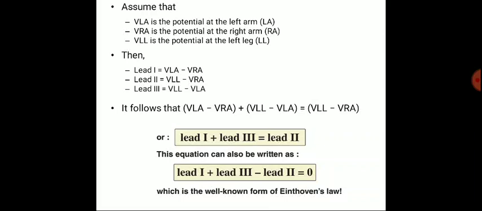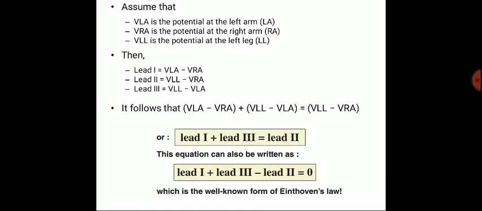Now assume that VLA is the potential at the left arm, VRA is the potential at the right arm, and VLL is the potential at the left leg. So lead 1 is equal to VLA minus VRA. Lead 2 is the potential at the left leg minus the potential at the right arm. Lead 3 is the potential at the left leg minus the potential at the left arm.